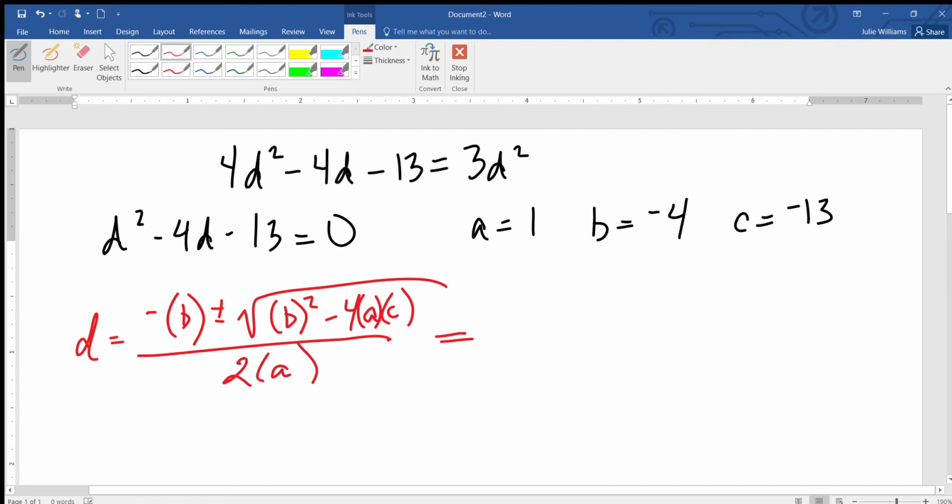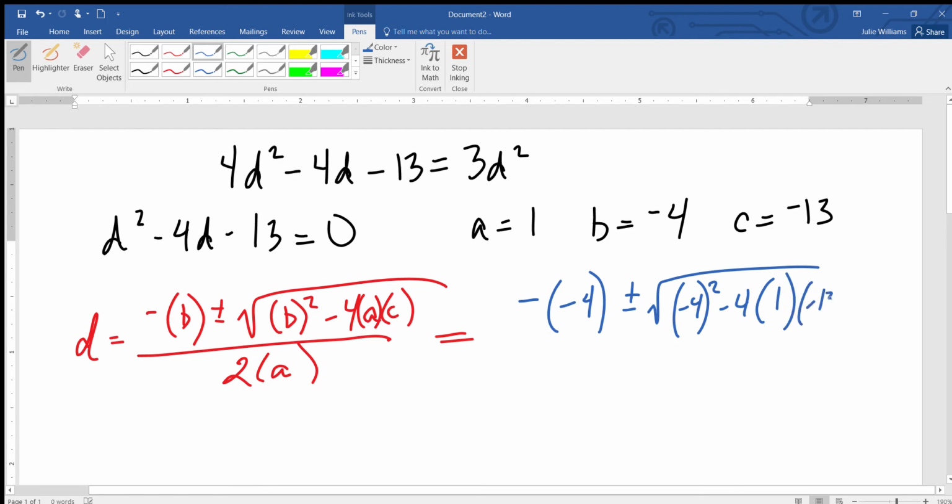Okay, and then I'm just going to plug in for this first one. So d is going to be equal to parentheses -4. You're going to see how that's going to become a positive, but don't do it yet. Go ahead and just substitute only, and then we'll go back and simplify. Plus or minus the square root of -4 squared minus 4 times 1 times -13 all over 2 times 1.